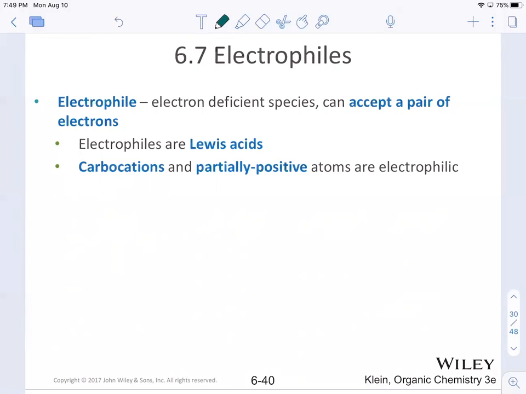The easiest one to think about is the carbocation. Remember that a carbocation is an empty p orbital, and that's what gives it the formal charge of +1. We can also see polar bonds when they give carbon a delta plus charge. So there's our electrophile. Carbocations and partial positive atoms are electrophiles.